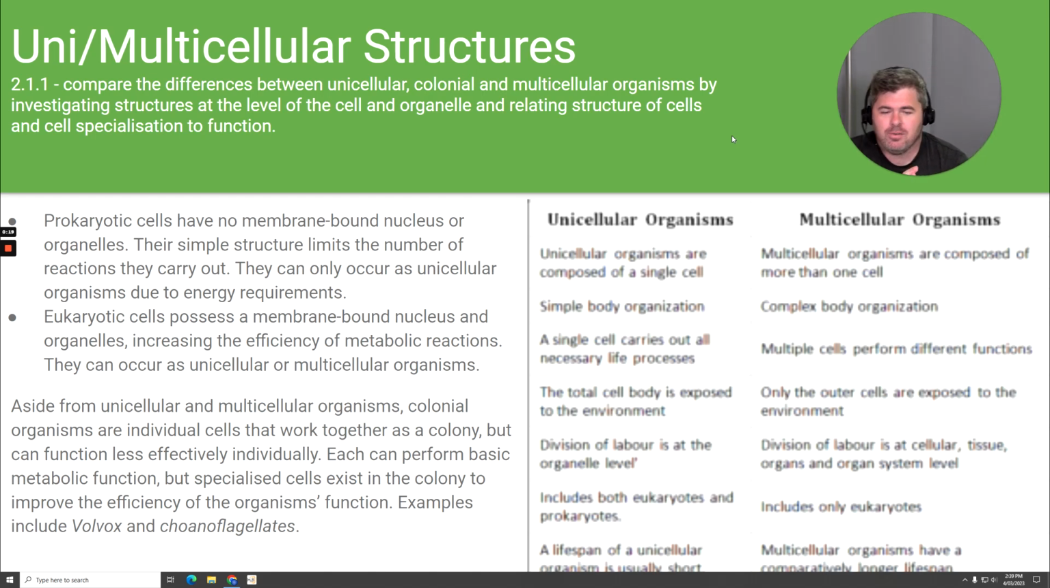So, for this video we're going to start off with a very long topic, looking at unicellular and multicellular structures. So already we're comparing prokaryotic cells and eukaryotic cells. If you watched video 1 on module 1 for this course, then we already know that prokaryotic cells have no membrane-bound internalized structure. So essentially, imagine a house.